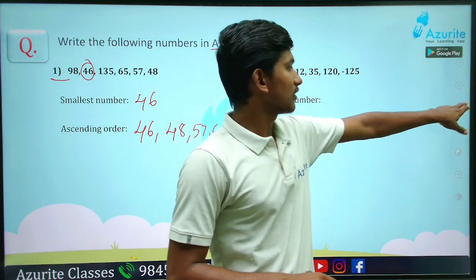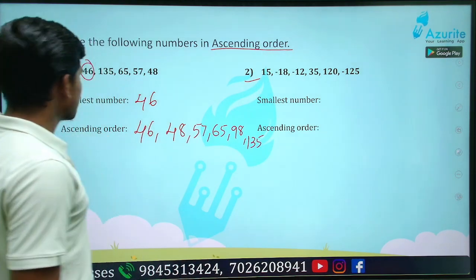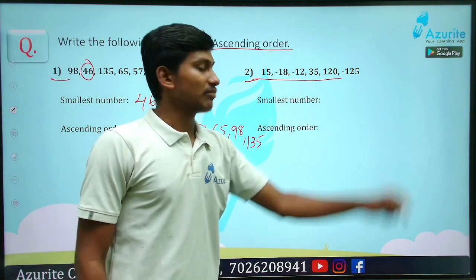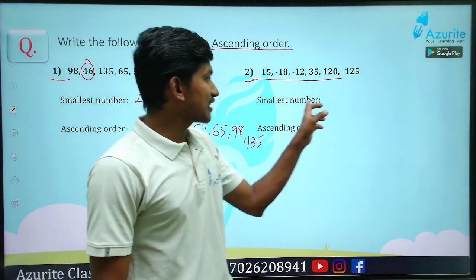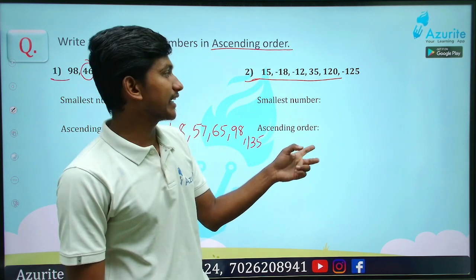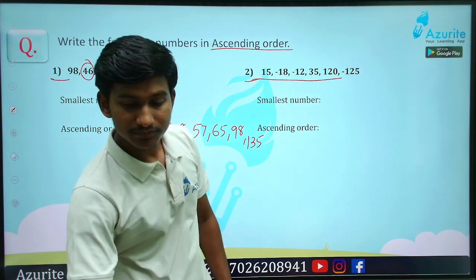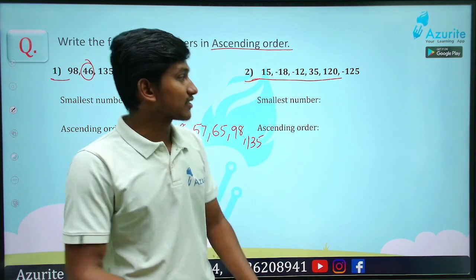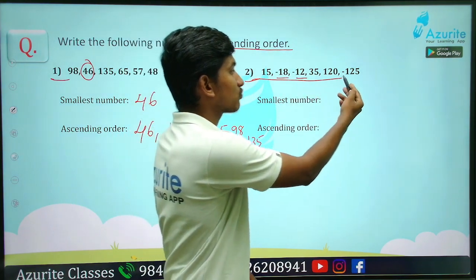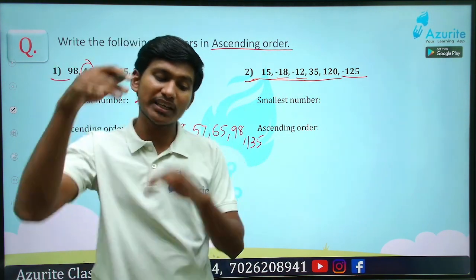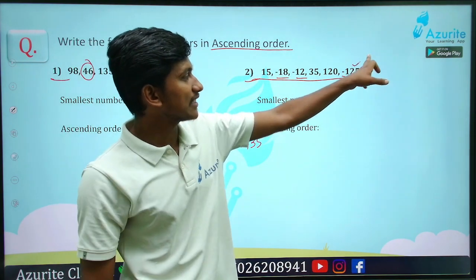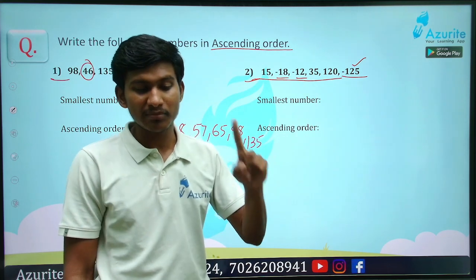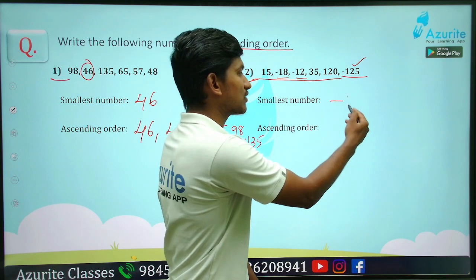Now the second question is what? If you see, minus is also included here. So the smallest number, minus will always be the smallest number, right? So which is the smaller number here? Minus 18, minus 12, minus 125. In the minus, it will be reverse. So the bigger number in minus will be smaller. Which is the bigger number in minus? That is the absolute value 125. So that will be the smallest. So the first smaller number will be minus 125.